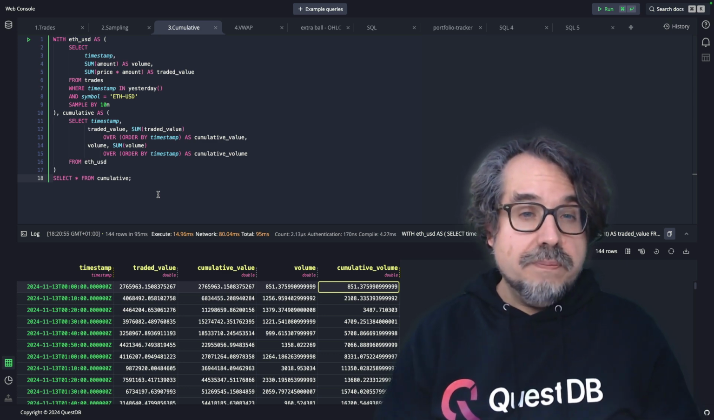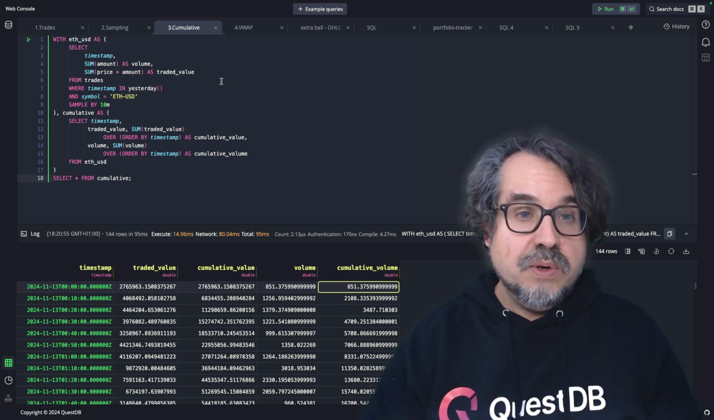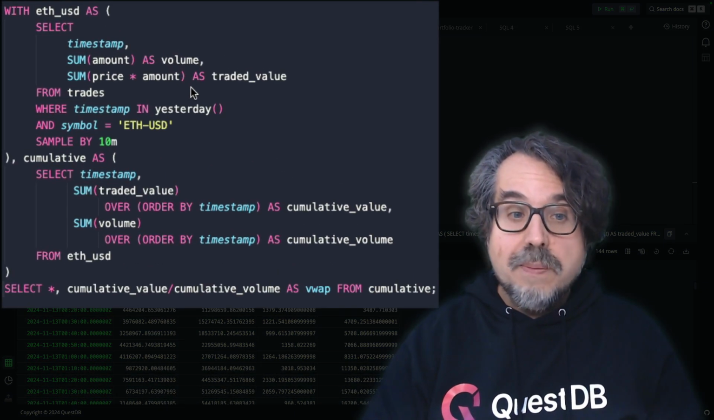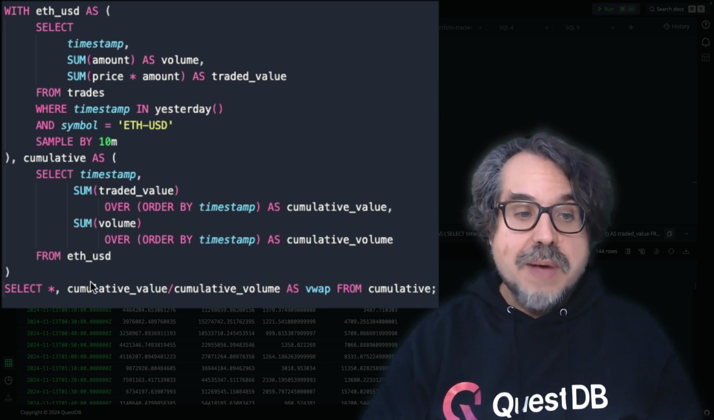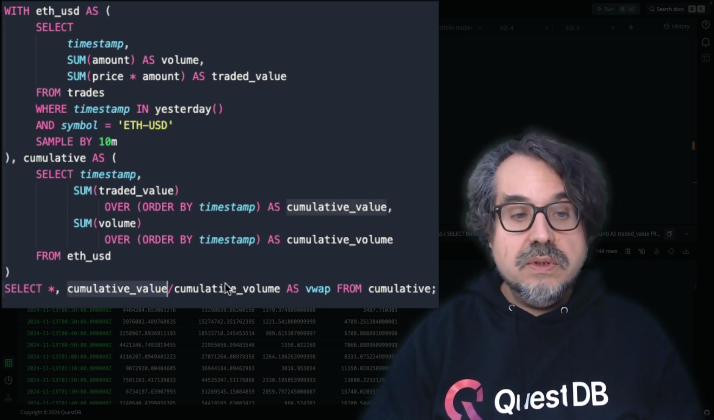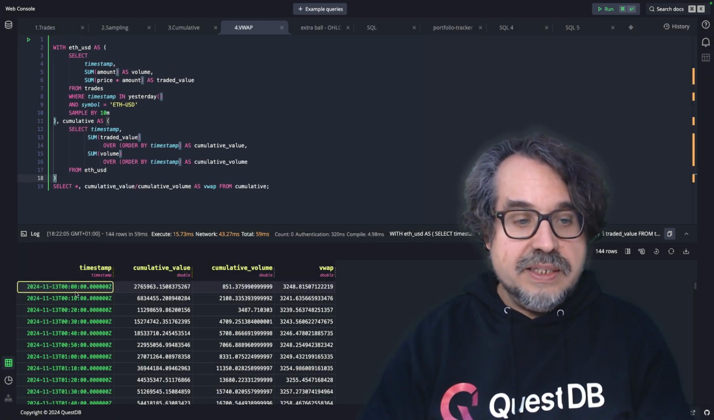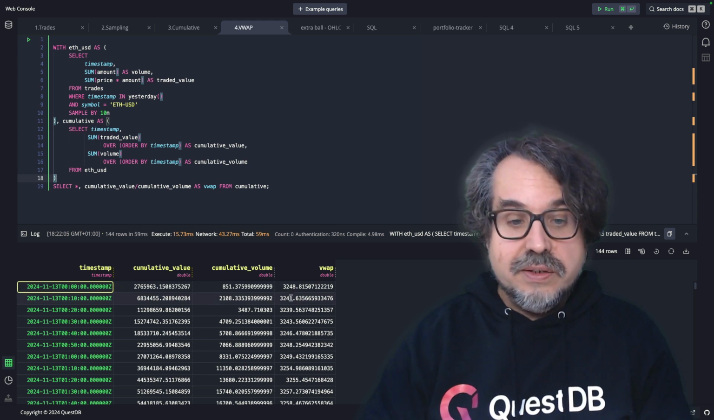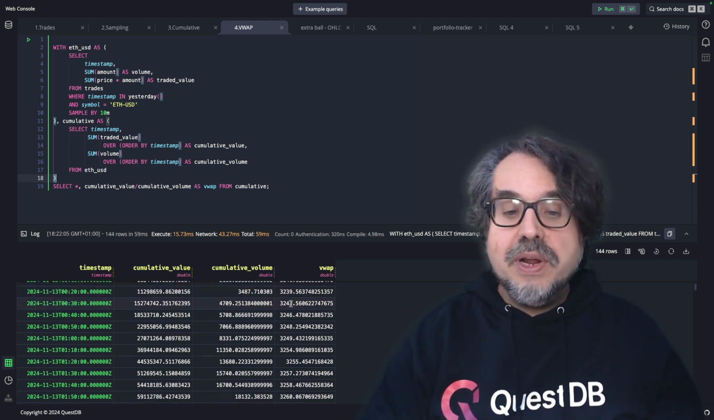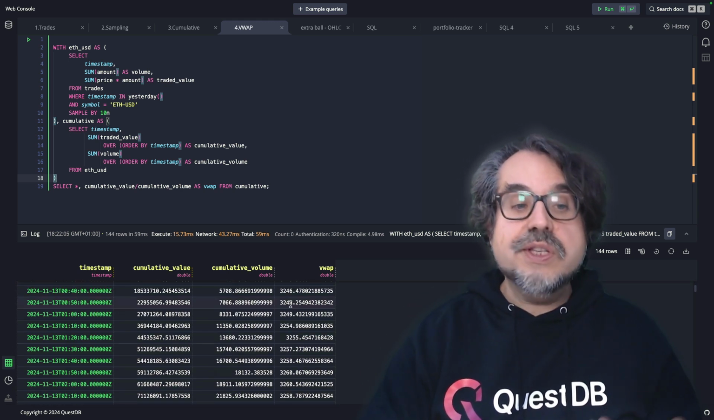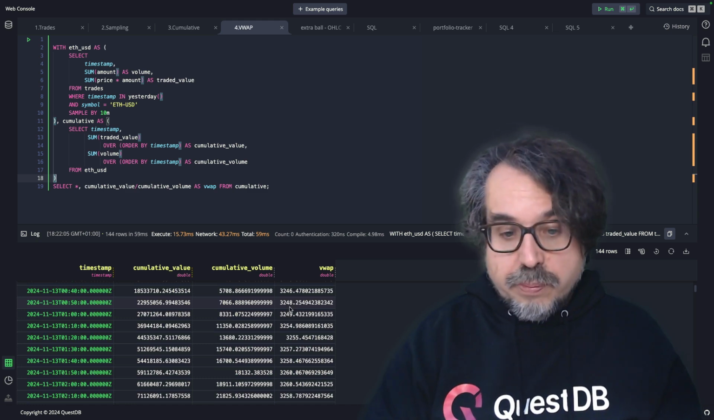That's not the VWAP, but we are very close, because actually, to calculate the VWAP, all I have to do is divide the cumulative value by the cumulative volume. What I'm getting is, for each 10 minute interval, the volume weighted average, which is basically an average in which we are taking into consideration the volume of the operation.